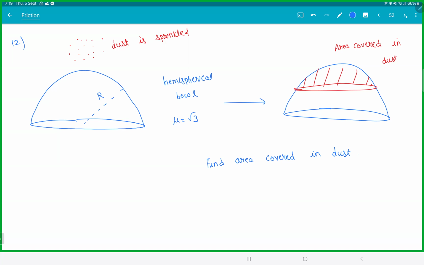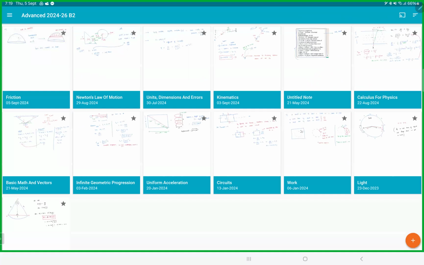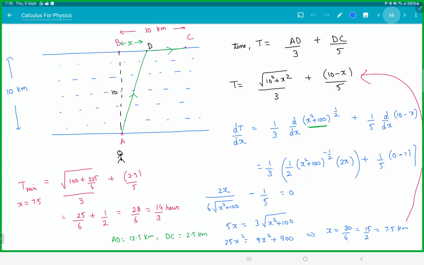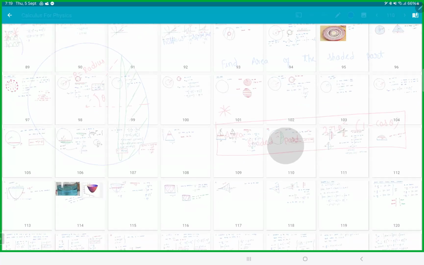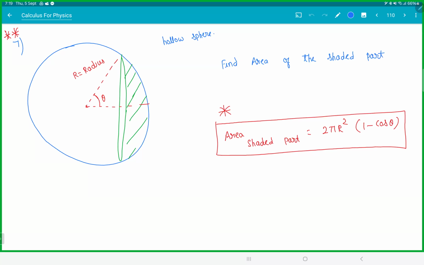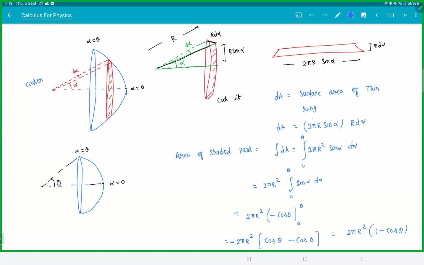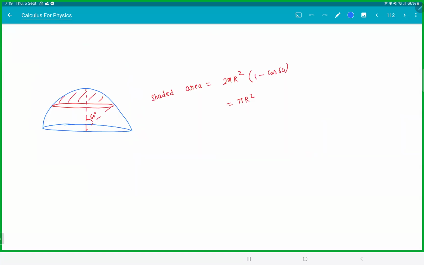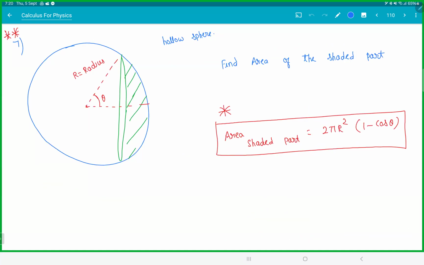How do we do this? You need to know something here. Without that, you can't do it. Calculus. Do you guys remember this formula? The shaded part. This is the area that I taught you, area of a part of a sphere: 2 pi r square times 1 minus cos theta. Does it ring a memory? And I told you also the shaded area. This was the question, the answer that I gave. So refer to this, this is the area you should remember. Page 110, calculus.